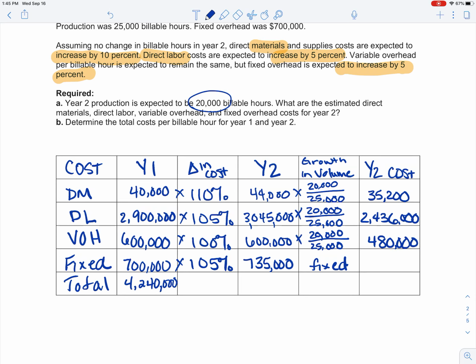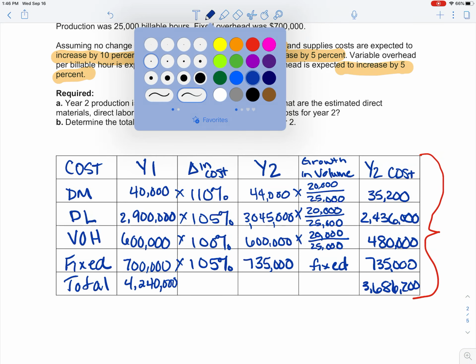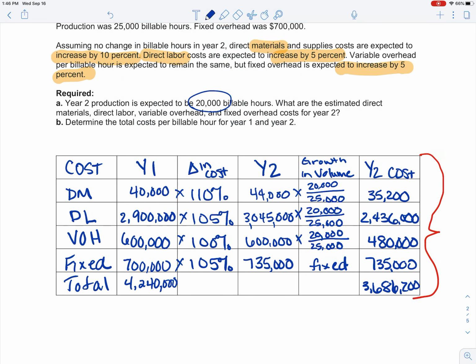$480. I already did all this math to save some time during the video, so don't think I'm that smart and I can do that all in my head. If I add down, it's 3,686,200. So now the second part of this, so this part right here is giving you that cost information for year 2 based on that 20,000 hours.